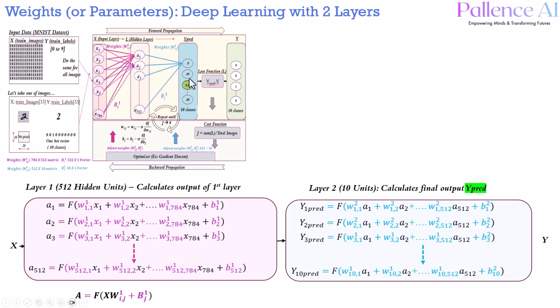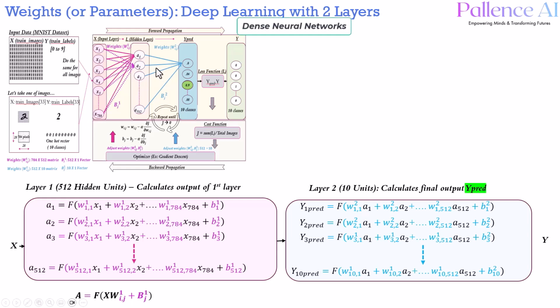Again for y2 pred, each output in the y pred final layer is connected to every hidden unit in hidden layer L. So this type of connection, where every unit in a subsequent layer is connected to every unit in the previous layer, these are called dense neural networks. Dense models, dense neural networks.